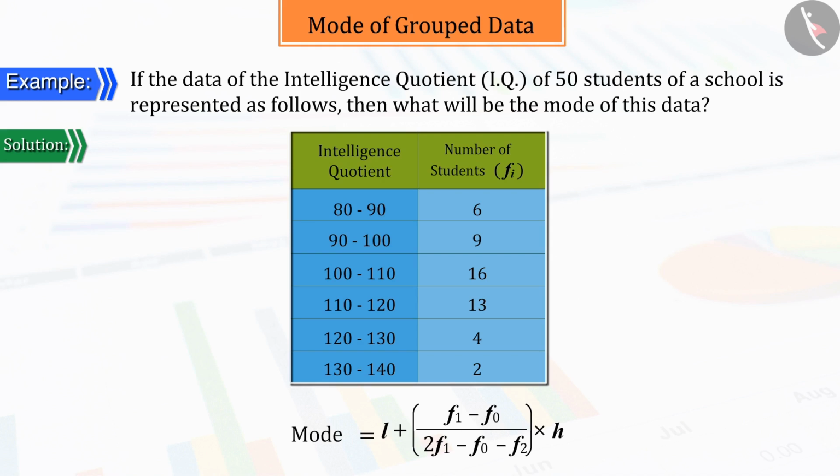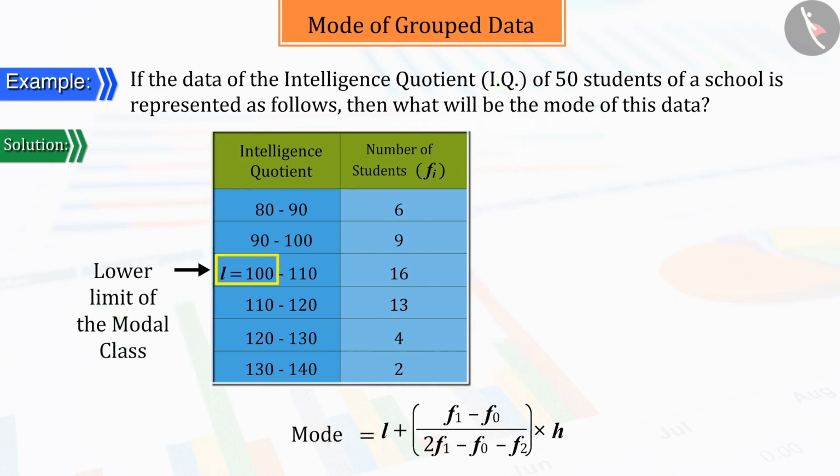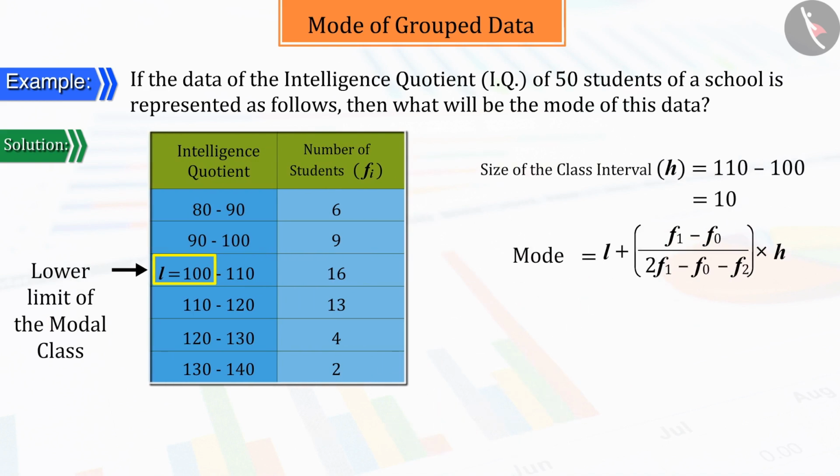Therefore, the maximum number of students here is 16. So the modal class interval is 100 to 110. From the above table, we can tell that the lower limit of the modal class is 100. The size of the class interval is 10. The frequency of the modal class is 16. The frequency of the class just before the modal class is 9. And the frequency of the class that follows immediately is 13.